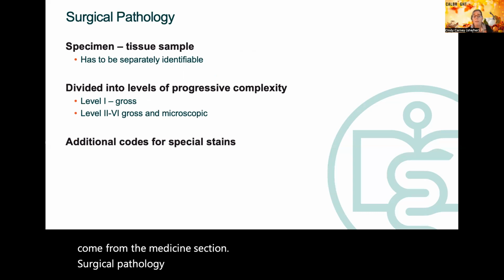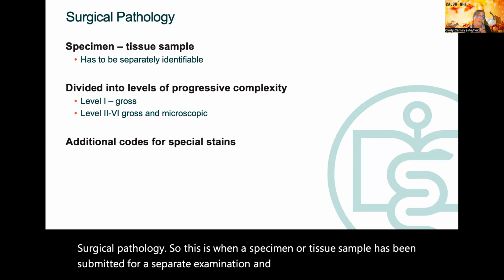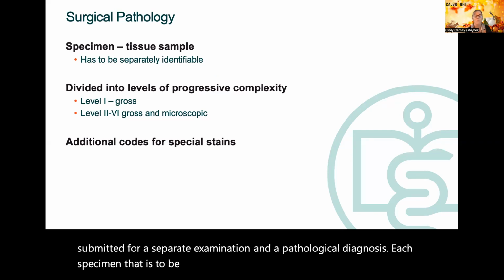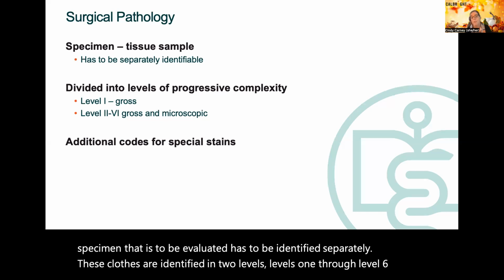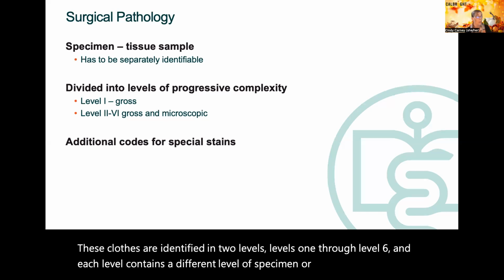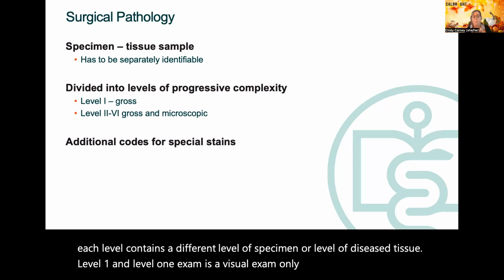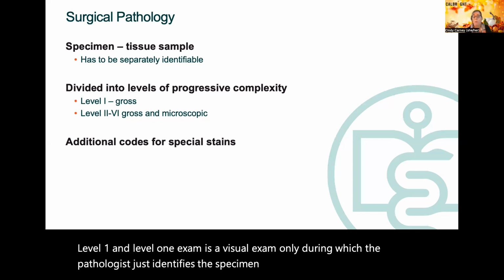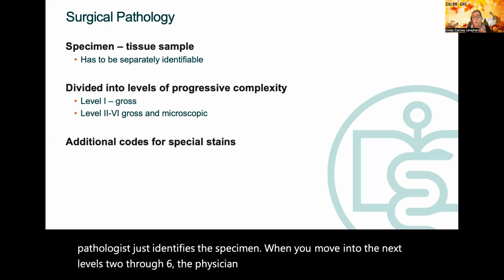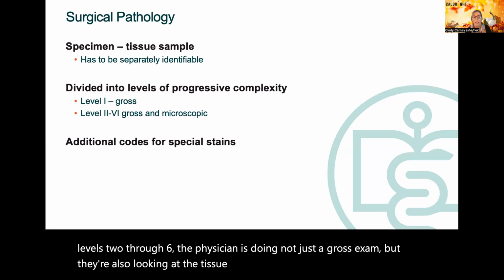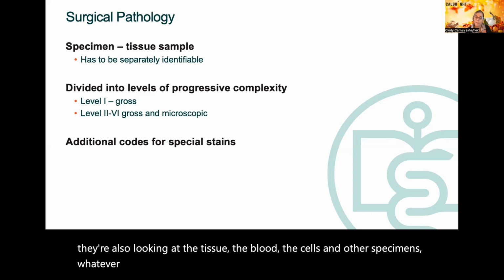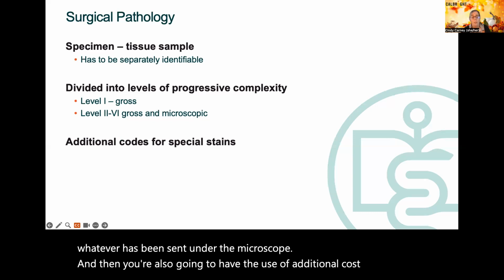Surgical pathology. This is when a specimen or tissue sample has been submitted for a separate examination and a pathological diagnosis. Each specimen that is to be evaluated has to be identified separately. These codes are identified in 6 levels, level 1 through level 6, and each level contains a different level of specimen or level of diseased tissue. A level 1 exam is a visual exam only, during which the pathologist just identifies the specimen. When you move into levels 2 through 6, the physician is doing not just a gross exam, but also looking at the tissue, the blood, the cells, and other specimens, whatever has been sent, under the microscope. And then you're also going to have the use of additional codes for special types of stains.